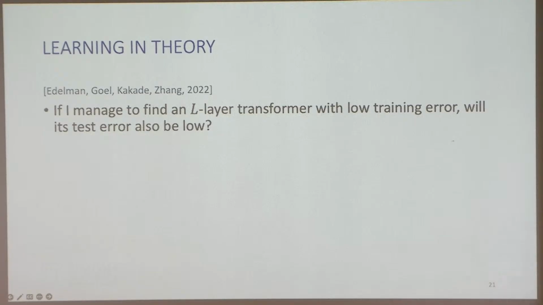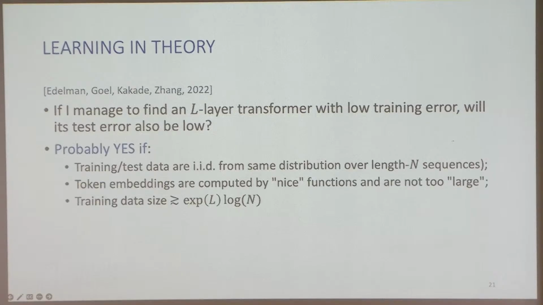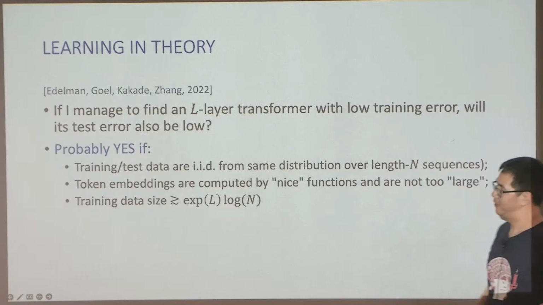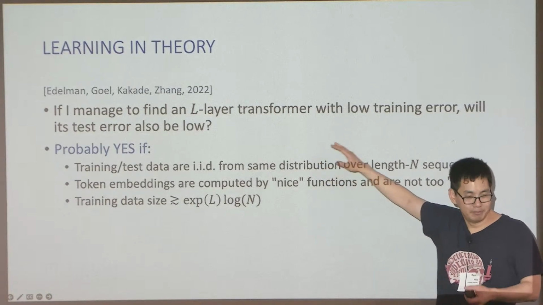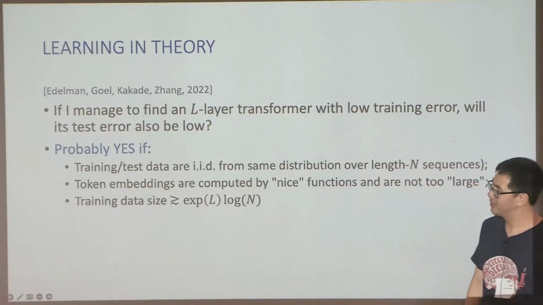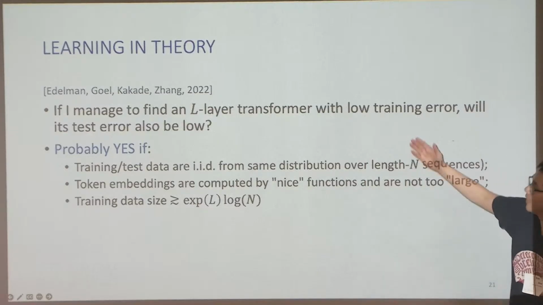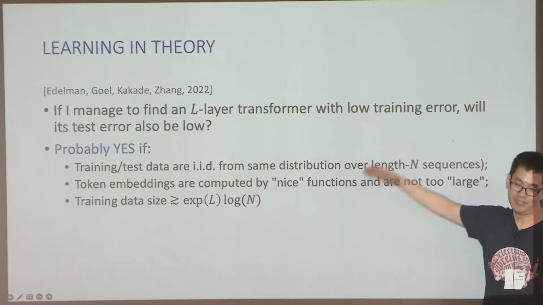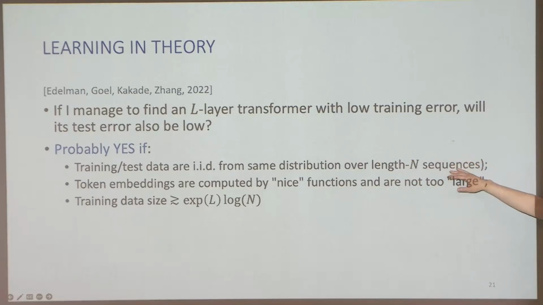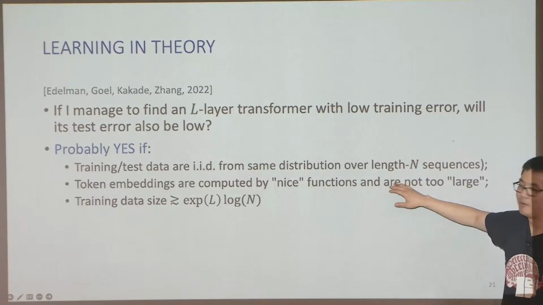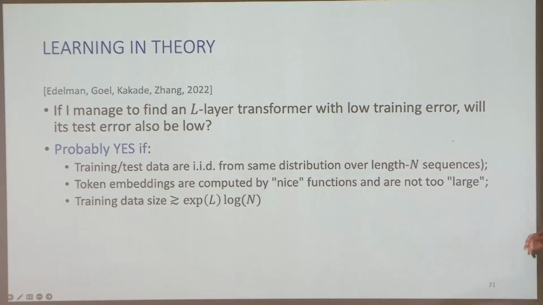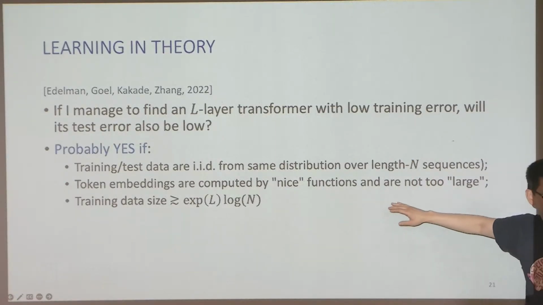This is just like standard generalization theory, highly non-trivial to do, so you have to invoke more advanced techniques. But the answer, when you read their paper, is that, well, probably yes. Probably meaning with probability 1 minus delta, training and test error will be similar, as long as a lot of conditions hold. Training data and test data should be IID from the same distribution, standard. Token embeddings are not too complicated, they have some kind of small covering number, and the training dataset size is big enough.